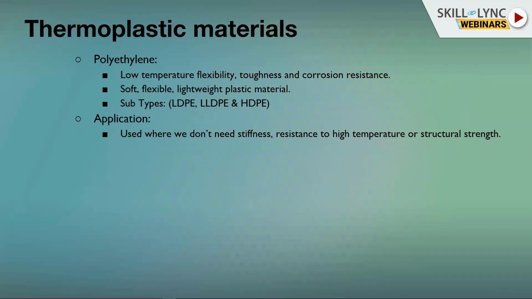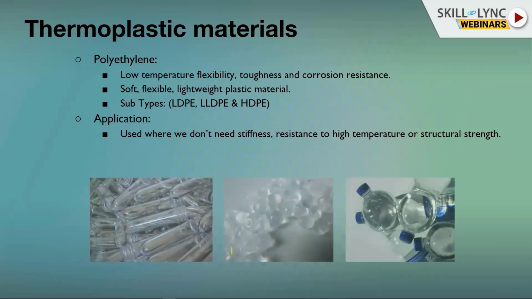For example, where stiffness is not required and it is not exposed to high temperature or where we don't need structural strength. Here you see some examples which are transparent, and bottles where we don't expose it to high temperature or need structural strength, and it has a low thickness. So for such applications, this material will be used.